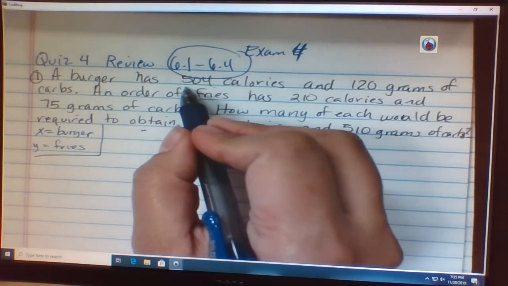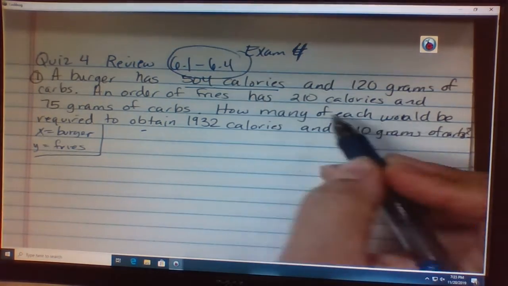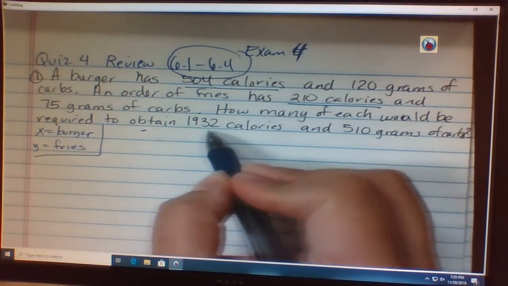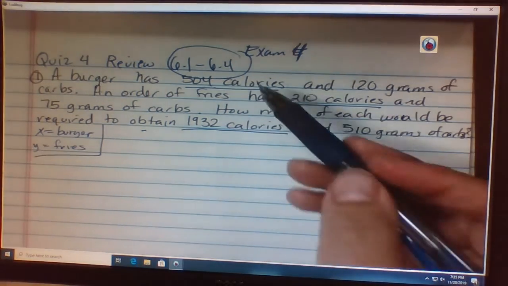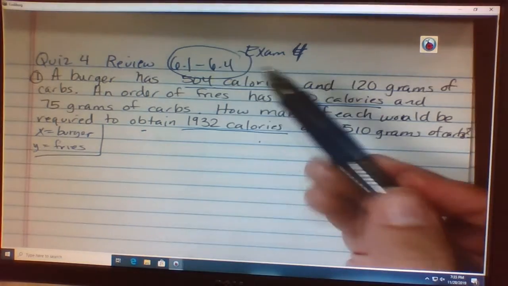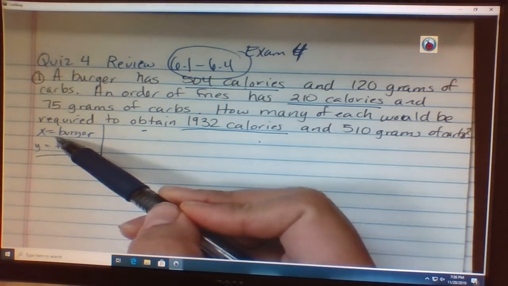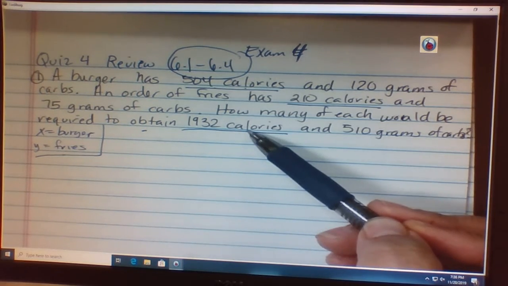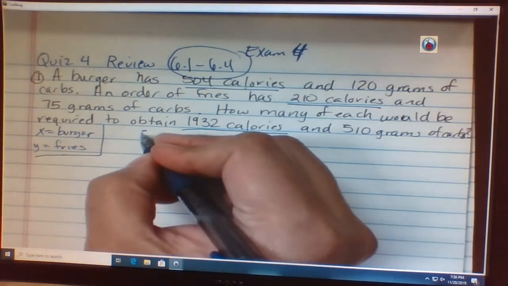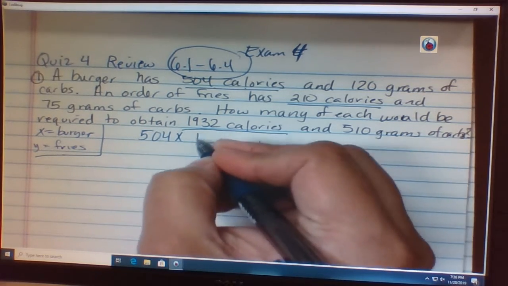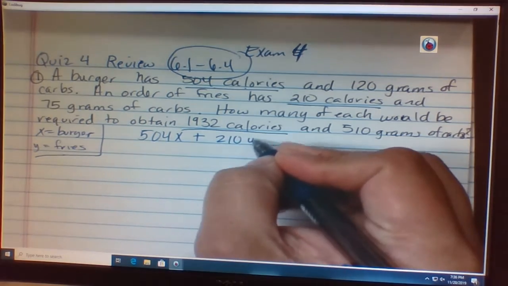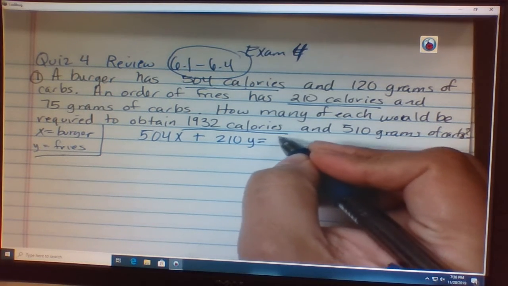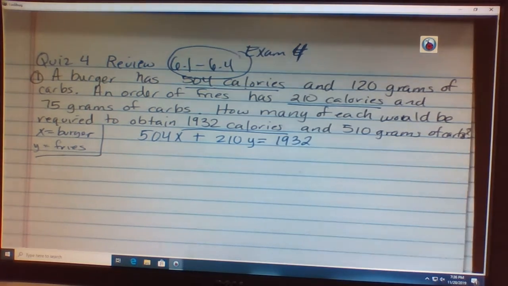What are we talking about here? So those 3 talk about calories. Calories of a burger, which is X. Calories of an order of fries, that's Y, should equal that one. So then we have 504 X plus 210 Y equals 1932. There's our first equation. So you have to look for things like that they have in common.